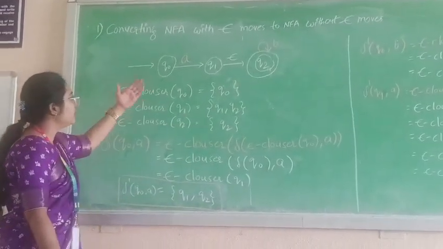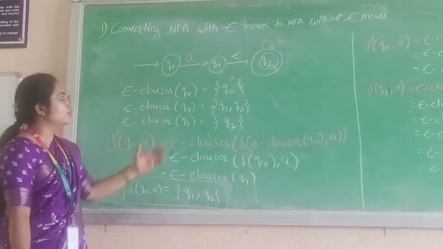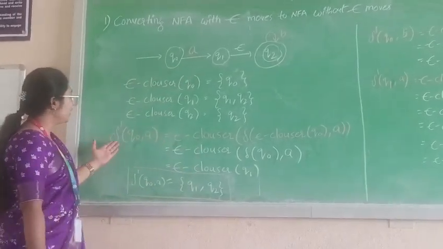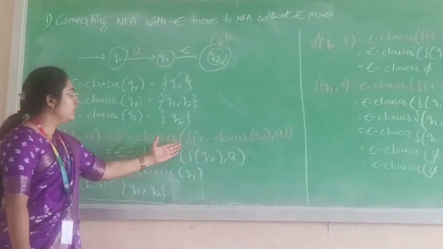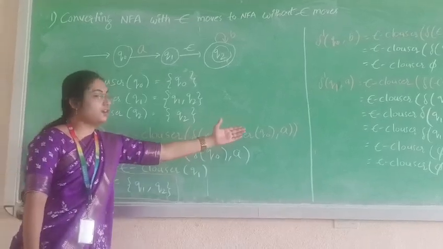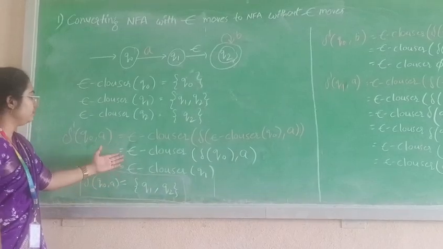We want to solve Q0, Q1, Q2 with the formula. Delta dash of Q0 comma A equals epsilon closure of delta of epsilon closure of Q0 comma A. This is the formula. Based on this, we want to do the problem.